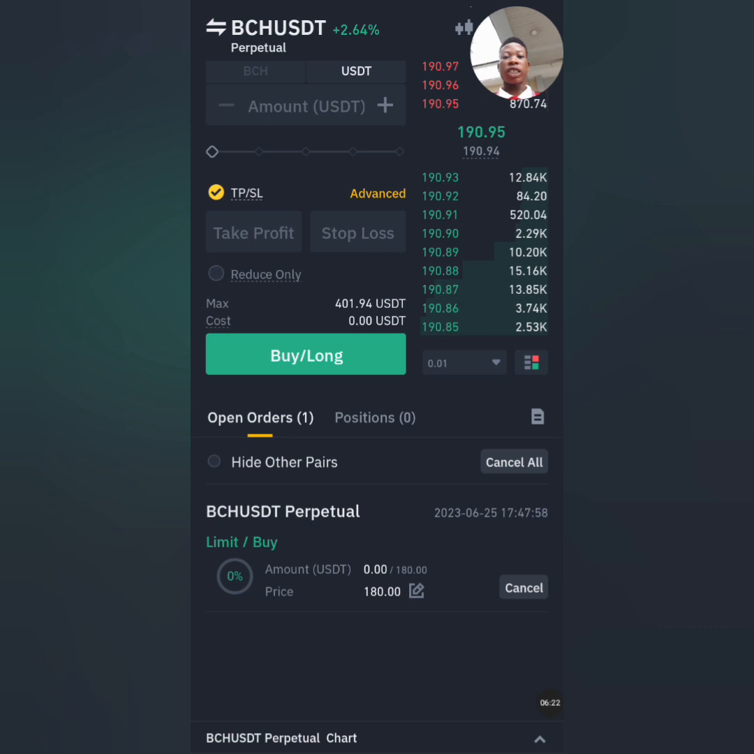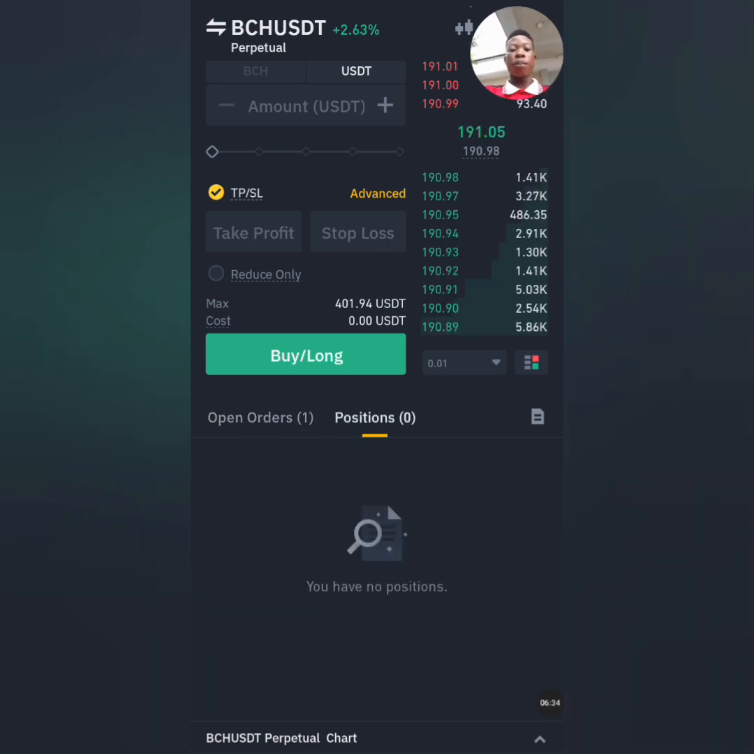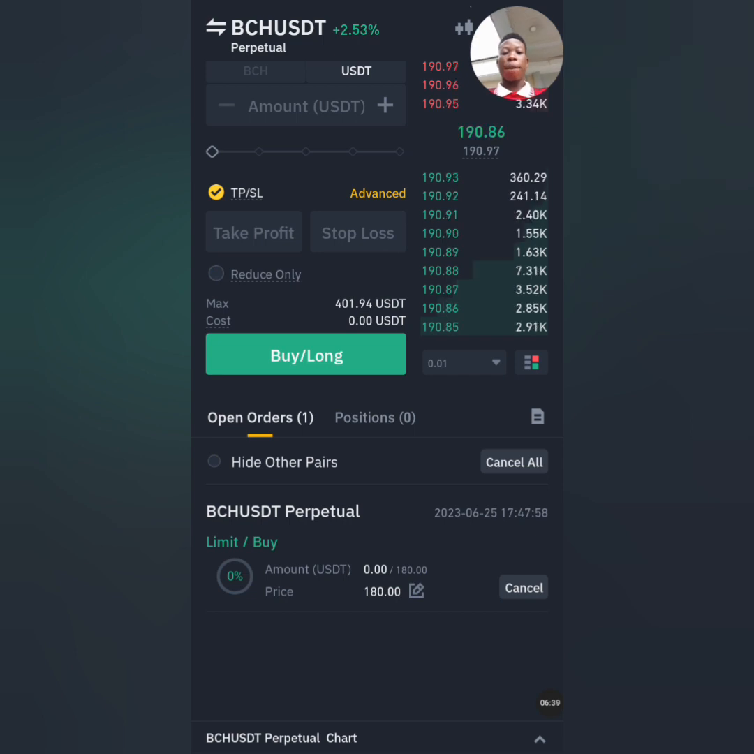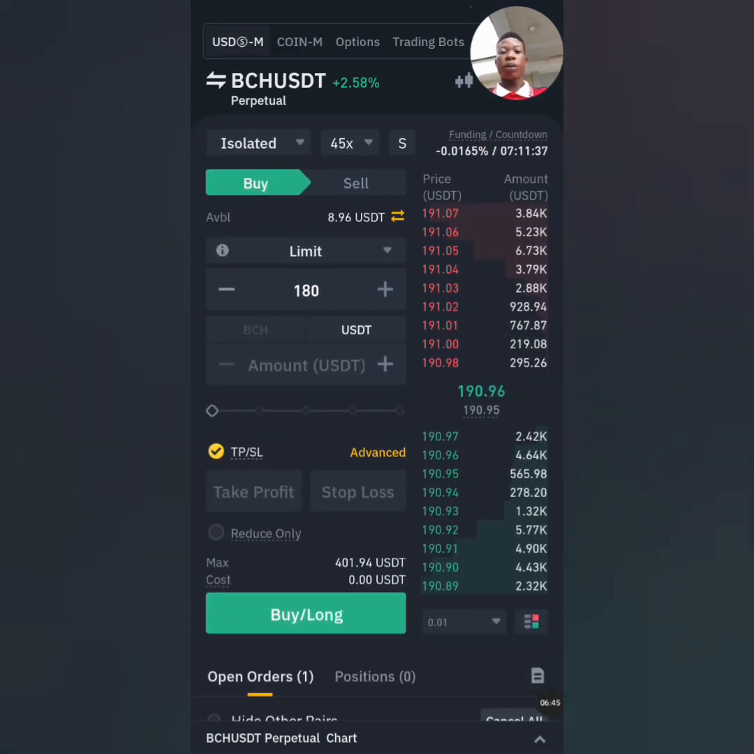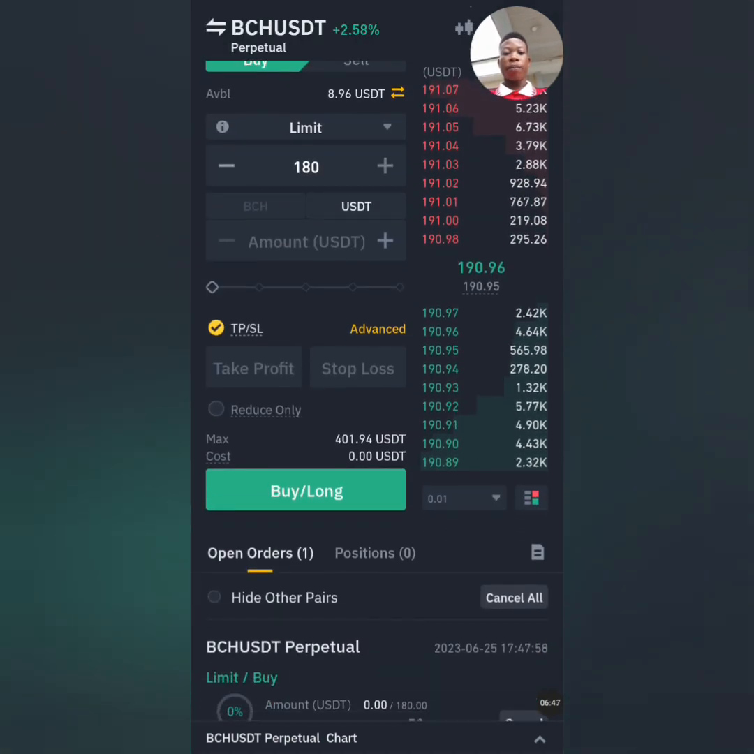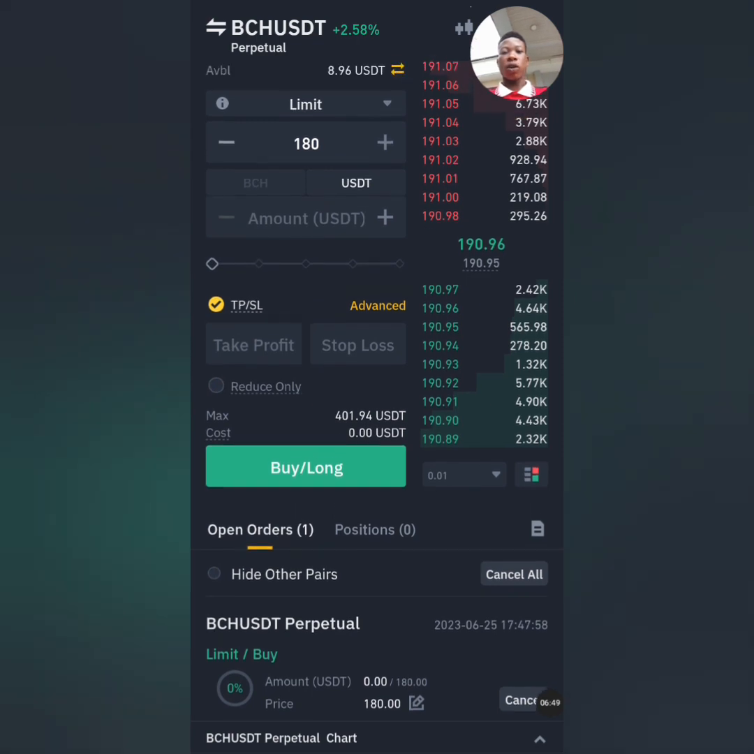So if Bitcoin Cash should go to 180 USDT, Binance is going to help you execute this trade automatically at 180 when Bitcoin Cash gets to 180 USDT, and then your order will be open. You will see open position right here. So if Bitcoin Cash should go down past 176, your position will be liquidated, and then Binance will take your money as their collateral.